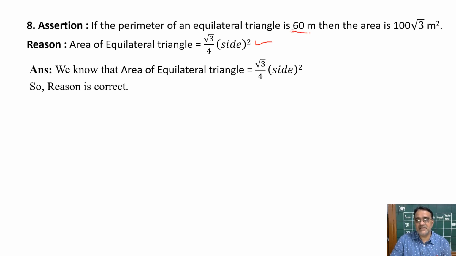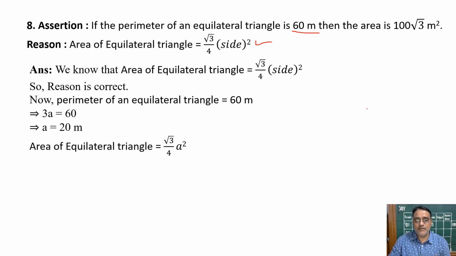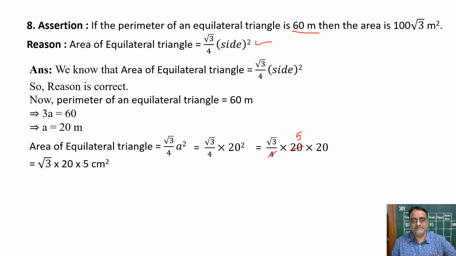Perimeter is given 60 meter. So perimeter is 3a. Right. So 3a is equals to 60. So what is the value of a? 20 meter. Right. Now we'll use this formula, root 3 by 4 side square, that is the area of equilateral triangle. So the value of a is 20, and 20 square means 20 into 20. So we can cancel one 20. So we are getting 100 root 3. Right? So that means assertion is also correct.